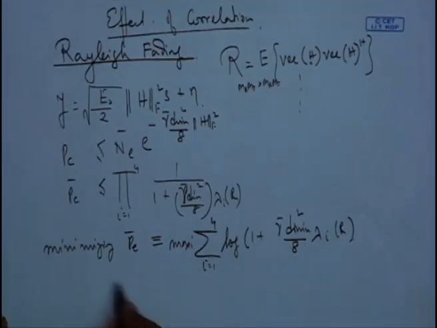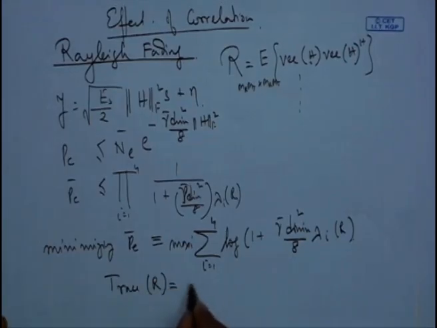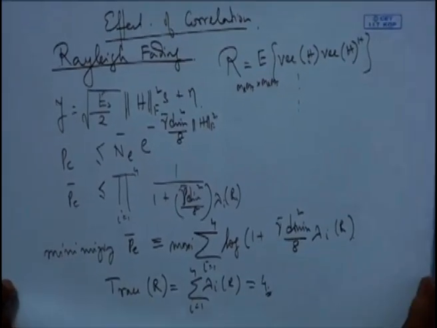We also have trace of R is equal to the sum over 1 to 4 of lambda i of R is equal to 4, again with the total power constraint. So this is the total power constraint of the channel that is required.